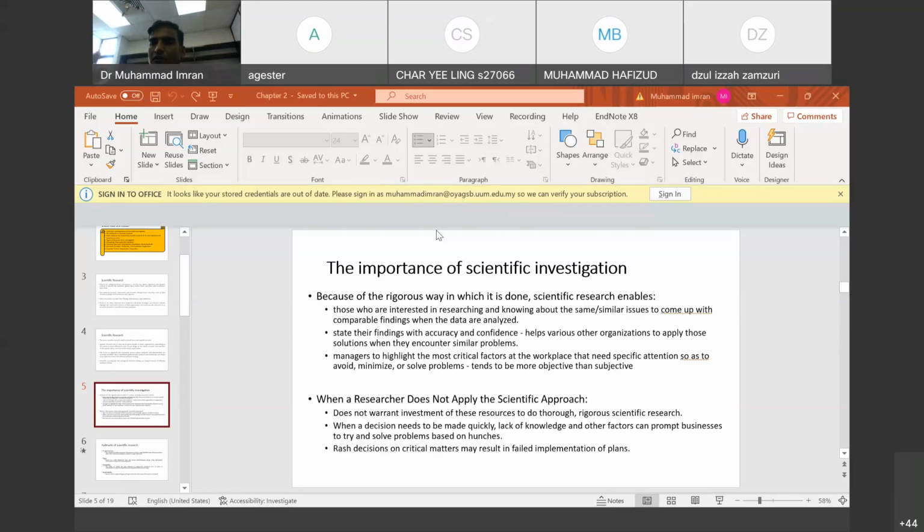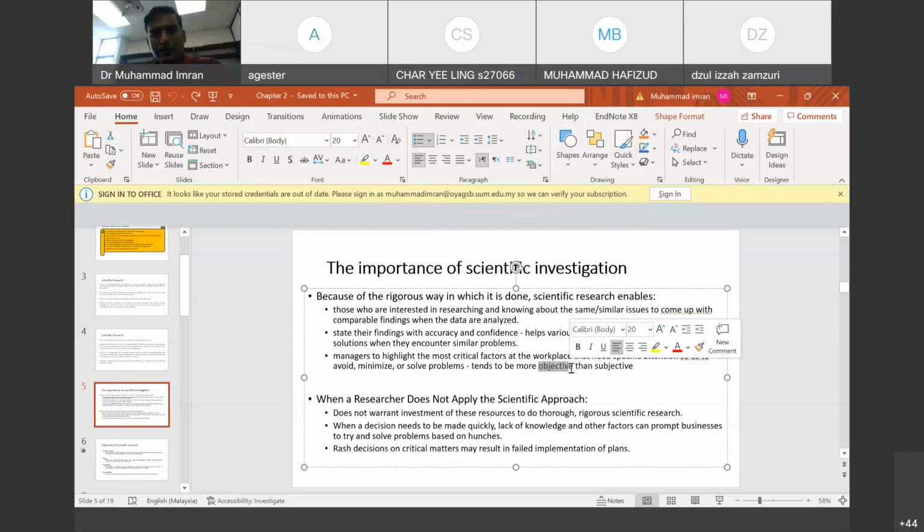researchers and organizations conducting research, and those who are interested in researching and knowing about the same or similar issues, to cope with comparable findings when the data are analyzed. The second one is to state their findings with accuracy and confidence, helping various other organizations apply those solutions when they encounter similar problems. Managers can highlight the most critical factor at the workplace that needs specific attention so as to avoid, minimize, and solve the problem, and tend to be more objective than subjective. We discourage the subjective point of view and encourage the objective point of view. We can also take others' opinions rather than only our own opinion.